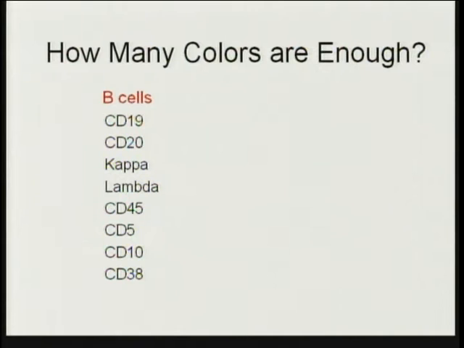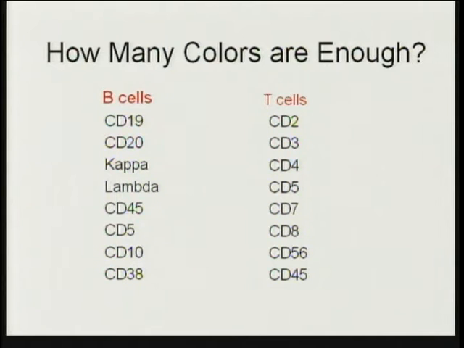So if you ask how many antigens typically are used to evaluate a B-cell population in a reasonably comprehensive fashion, you get a list of reagents that looks like this: CD19 and 20, immunoglobulin light chains kappa and lambda, CD45, CD5, 10, and 38. So we're up to eight antigens already, so we're talking 8-color flow cytometry. Yet look at the T cells, in a similar fashion. CDs 2, 3, 4, 5, 7, 8, 56, and 45 are commonly used to evaluate T or NK cell lineages. We're up to 8-color flow cytometry already.